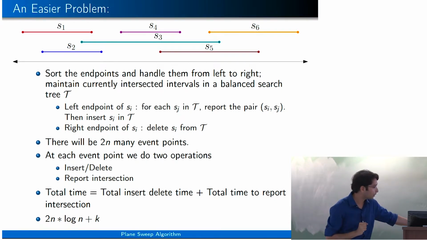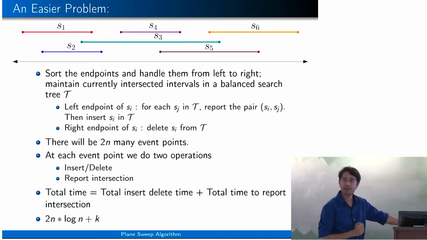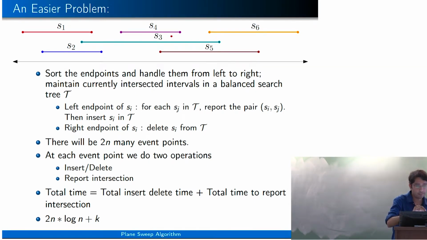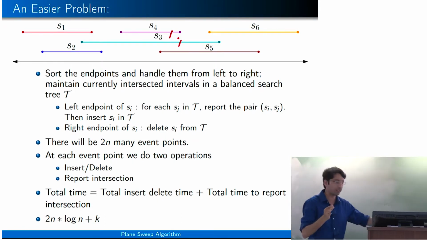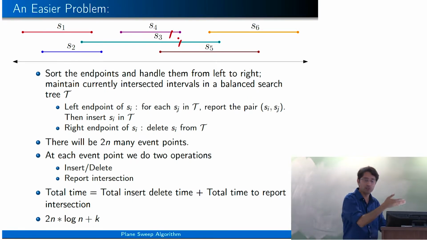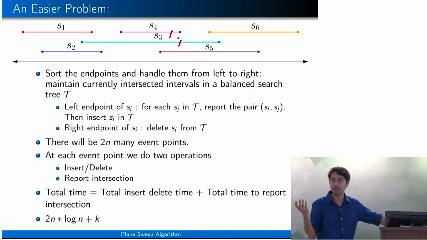What I am doing, when I encounter say the left endpoint of S5, I know that the active lines are S4 and S3. I will only report the intersection of S5 with S4 and S3, not with everyone else. Why should I do that? Because S5 is not intersecting with S1. Why should I report a null for them? If I want to do that, that will take order n square time. I cannot escape that.